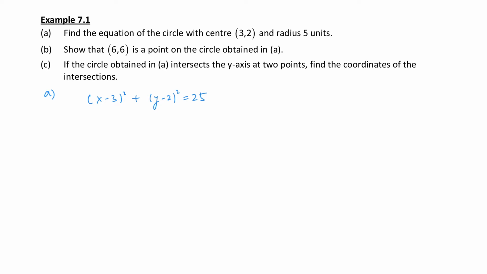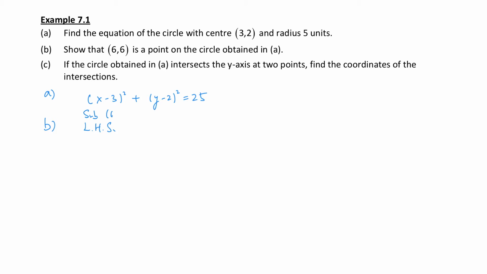How about part B? Show that (6, 6) must be a point on the circle. How to show? Remember, mind your presentation. Don't just substitute it into the equation and then write down (6 − 3)² + (6 − 2)² = 25, and then 25 is equal to 25. Remember how to show the point on the circle or on the straight line. Same idea. Left-hand side.